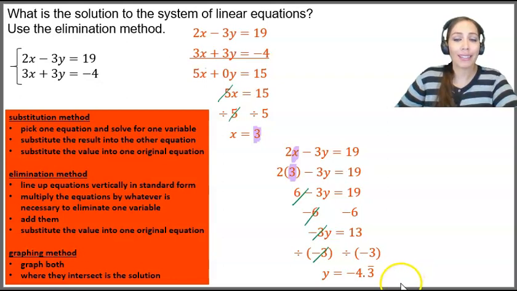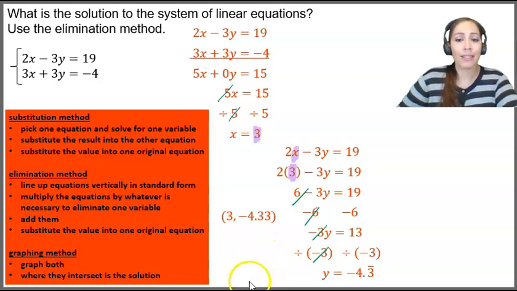So I have my x and I have my y. Now I'm going to round this answer to just 3 comma negative 4.33. Remember, you write them as a coordinate. Your x was 3, y was negative 4.3 repeating, so I just rounded that. So this right here is my final answer.